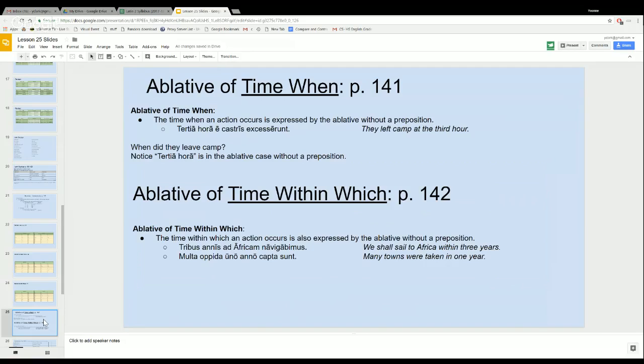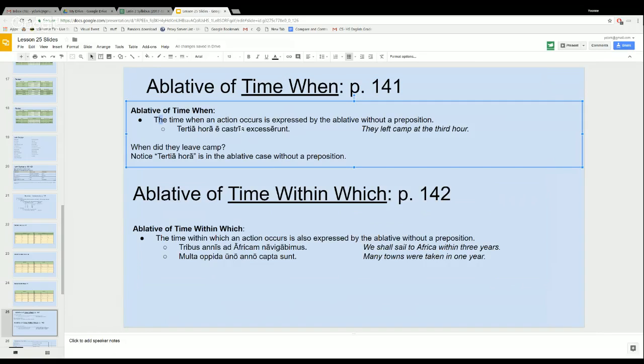Now, having said that, let's move on to the bottom of page 141. We've got 2 more ablatives to learn. So if you're keeping up with that section of your notebook, it's time to take some notes. Add another 2 uses for the ablative case. So ablative of time when. They're obviously both ablative of time, but there's a difference. This one is time when. This one is time within which. How do we tell the difference?